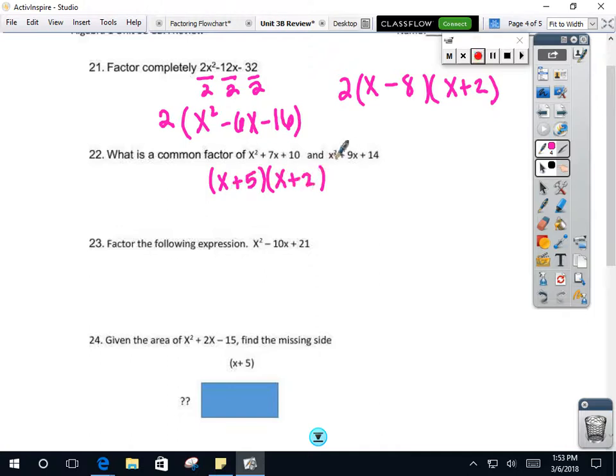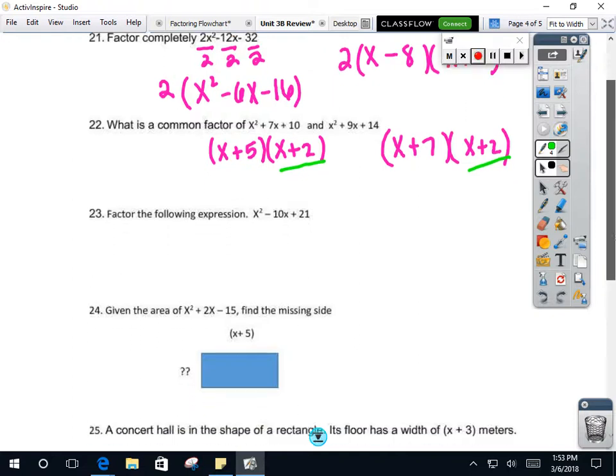And now you do the bubble method of this one, because it's also a trinomial with an A value of 1, and what are its two factors? That will make a 9 when you add them. What other numbers multiply to 14? 7 and 2, an x plus 7 and an x plus 2. So which factor do both trinomials have in common? The x plus 2 factor.